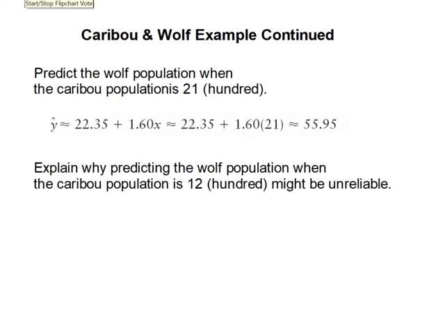So in the caribou and wolves example, I want to figure out x is 2100. So I'm going to put 21 in for x, do the calculations to get 55.94 or 95 wolves. So using my line of best fit, my model, for 2100 caribou, there's about 56 wolves. Now, this is going to be extrapolation.